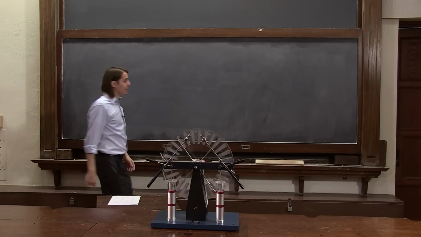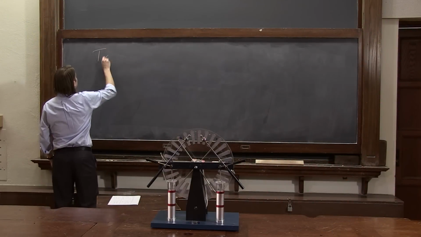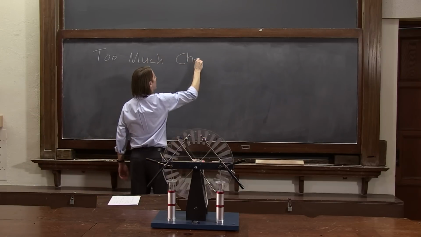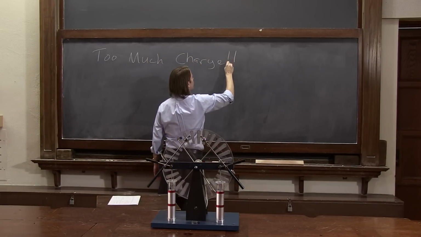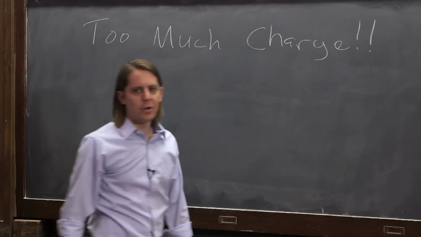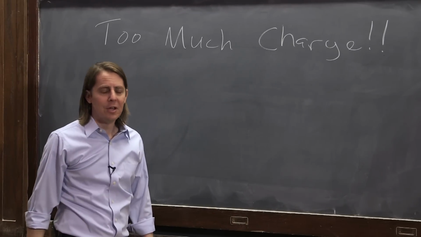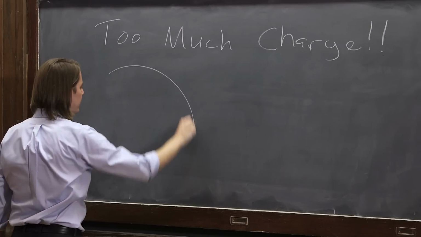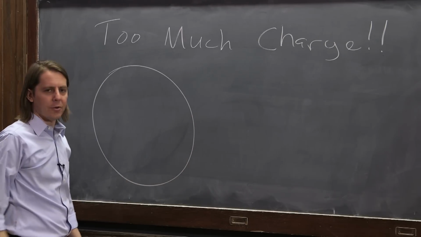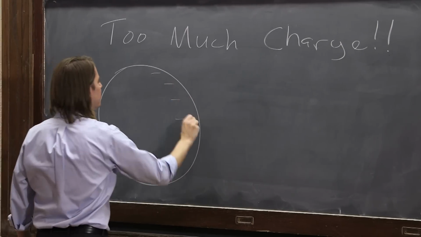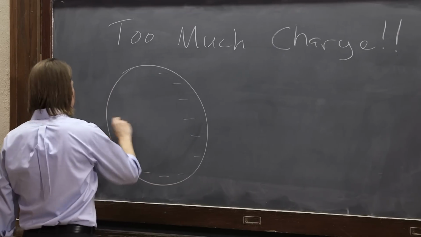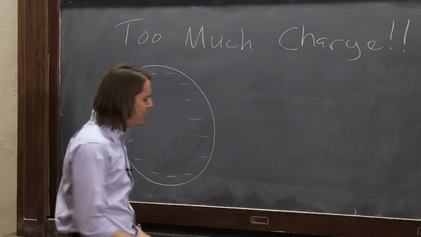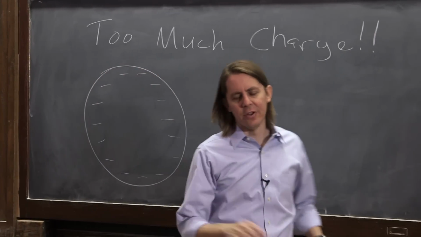Our final topic is what happens when you have too much charge. You can't charge something up forever. Eventually, something is going to give. So let's imagine we have just a curved conductor, and we put some charge on it. But we're not happy. Let's put more charge on it. Let's put a huge amount of charge. And that's what this thing does.